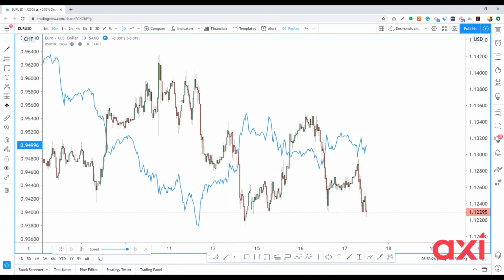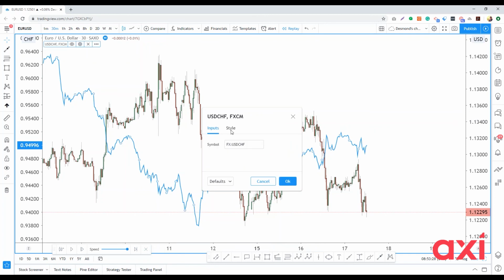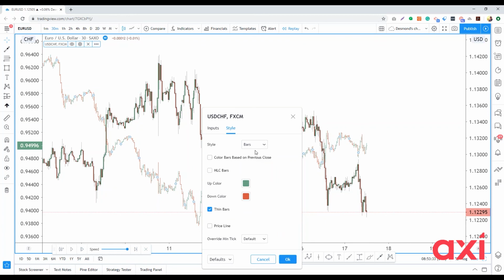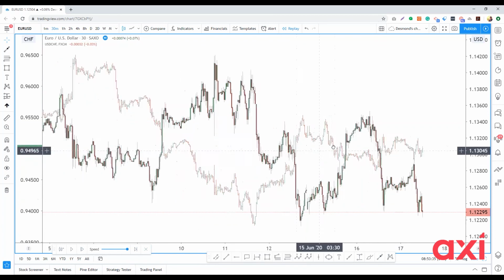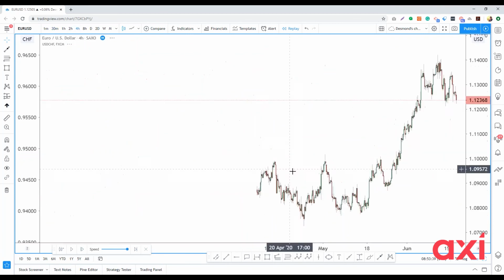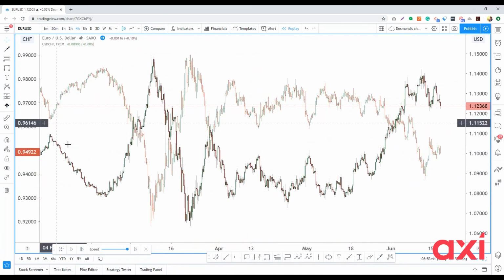And I have no idea how I'm going to change USD/CHF to a bar chart, right? So can you see? Let's go on the 4-hour chart. See, look at the way it behaves, right? They almost move in opposite directions, right? So that is the concept of correlation. EUR/USD goes up, USD/CHF will go down. One goes up here, one goes down here, right?